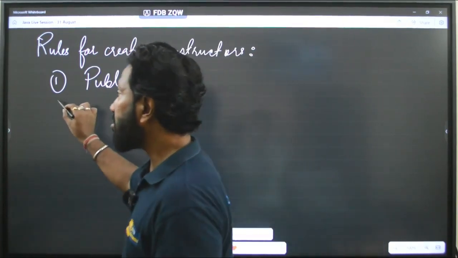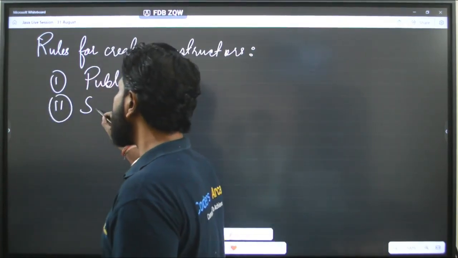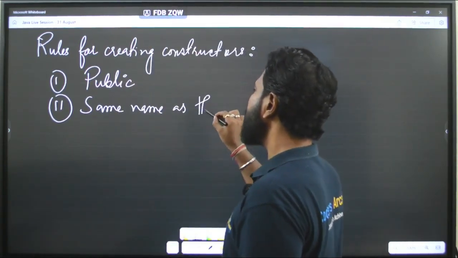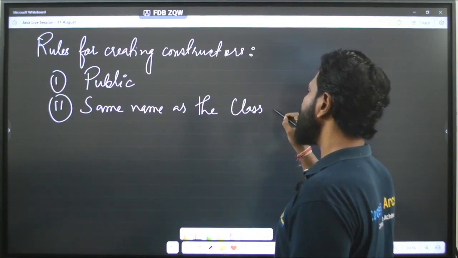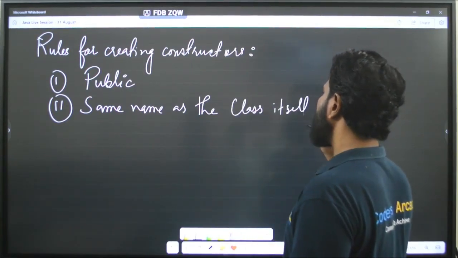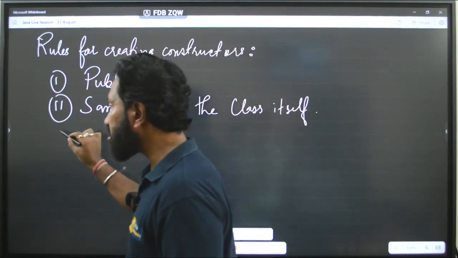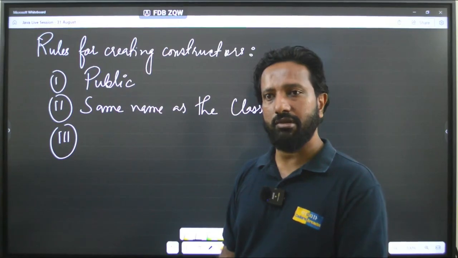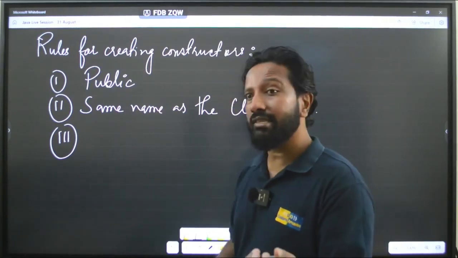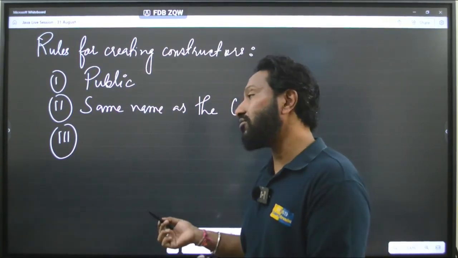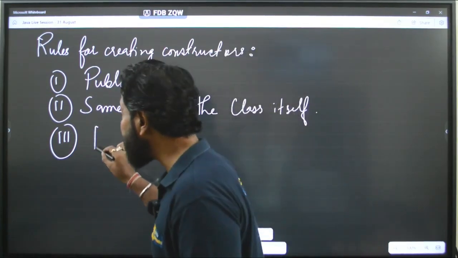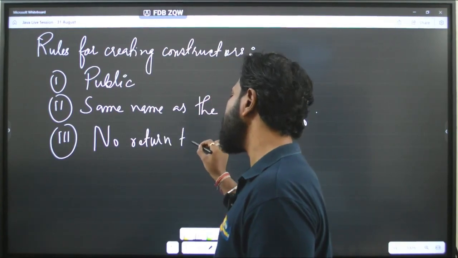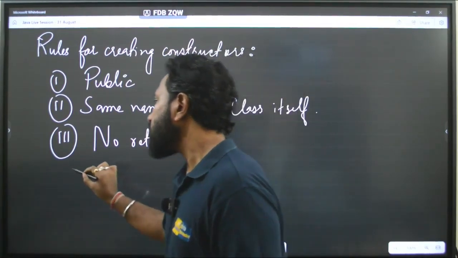The second rule, it has the same name as what? As the class itself. And the third one, a constructor does not have any return type. Please remember, it is neither void, nor int, nor float, nothing. It has no return type. The fourth one.